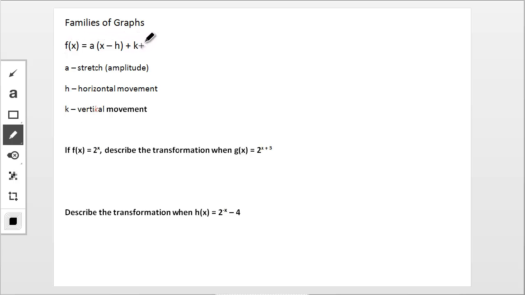Likewise, k stands for your vertical movement, and since the y value, which corresponds to the vertical movement, is on the opposite side of the equation from k, when you have a positive value for k, it will move it upward that number, and if it is a negative value for k, it will drop it down that number. So if f of x is equal to 2 to the x, what will happen with g of x when it is 2 to the x plus 3?